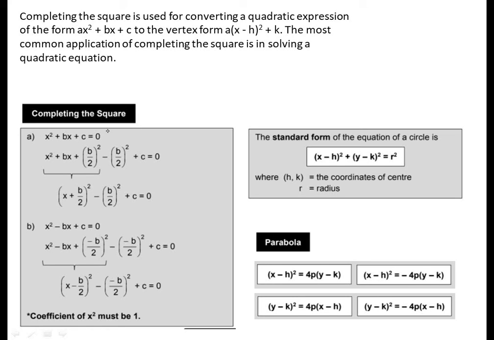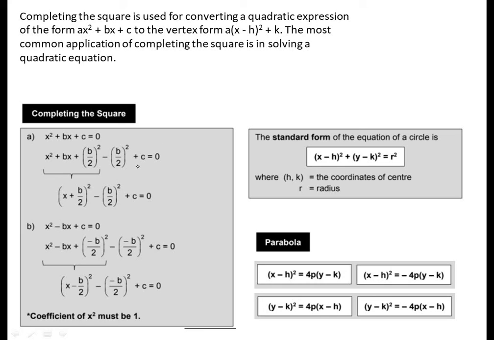So how to do completing the square? Okay, look at A. Let's say we are given x squared plus bx plus c equals 0 as our quadratic equation. So first, we must make sure that the coefficient of x squared must be 1. Like this example here, it's already 1. Okay, and then we have to recognize the value for b. And then here our b is positive b.